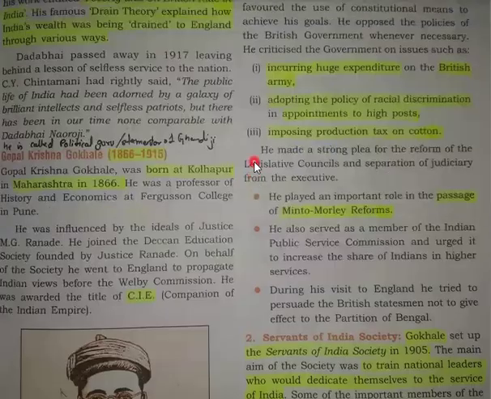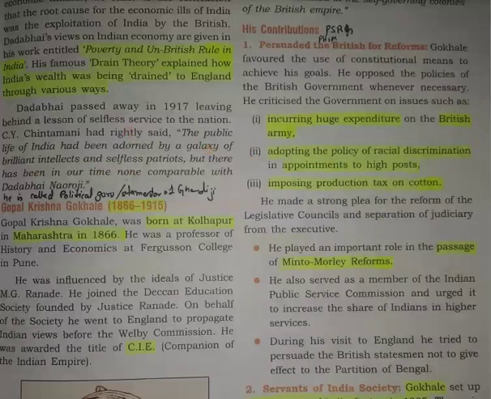Now we have to know his contribution. His contribution goes again for three things, actually four things. The fourth thing is on the next page. So the first thing is he persuaded the British for reforms. He criticized the government on issues such as incurring huge expenditure on the British army and adopting the policy of racial discrimination in appointment to high posts.